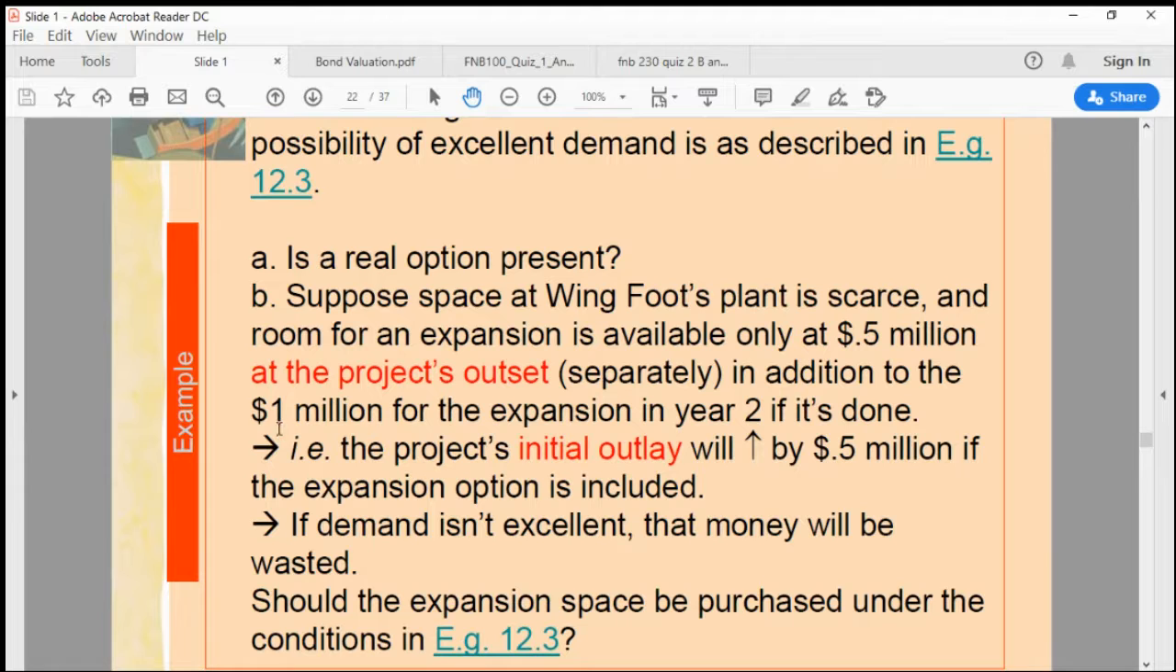And also, remember, the $1 million for expansion in year two is not about space. It's about the equipment and machinery. Acquiring equipment and machinery doesn't take that long. But the space would take a lot of time, building additional plant factory space. So that has to be already included in the original plan at time zero.